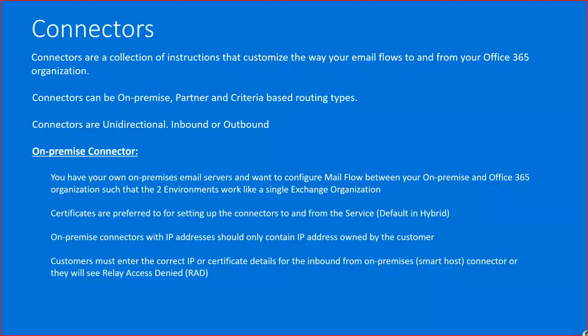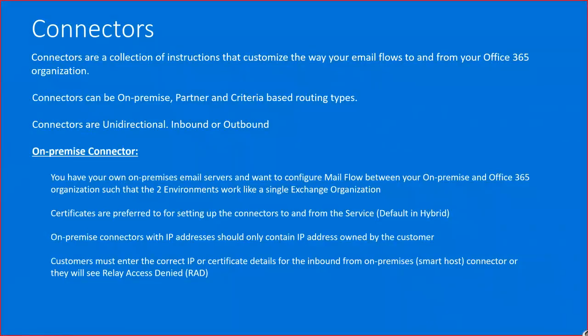We also have certificates which are configured when we run the hybrid configuration wizard, and we have to ensure that the certificate is set up correctly, has the right domain names, and other details, is valid as a third-party certificate when we are setting up the on-premise connector. If there is a certificate mismatch, one of the common scenarios that we have seen working on cases in Office 365 is we get a relay access denied error message.